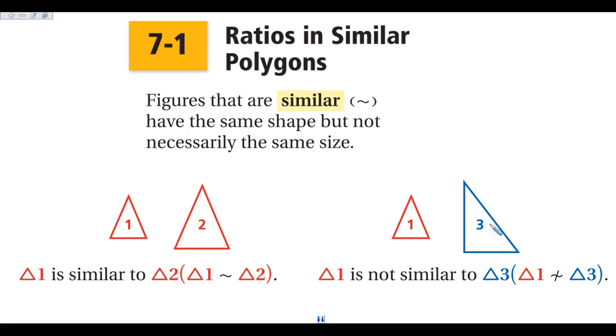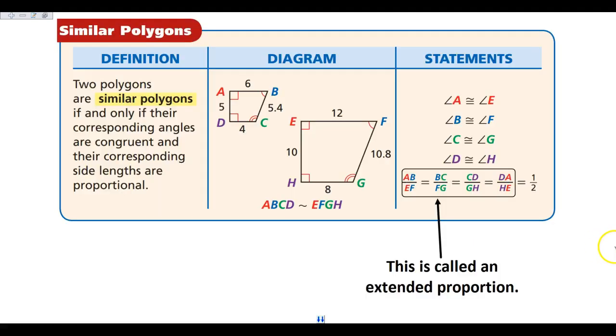All right, one thing that I want you to notice is the symbol that we use for similar is right here. That is a tilde. So I can say that triangle 1 is similar to triangle 2, or I can put a slash through it for not similar. If there are any questions about that, make sure you are making notes on your paper and we will get those answered. But let's take a look a little more at what similarity means.